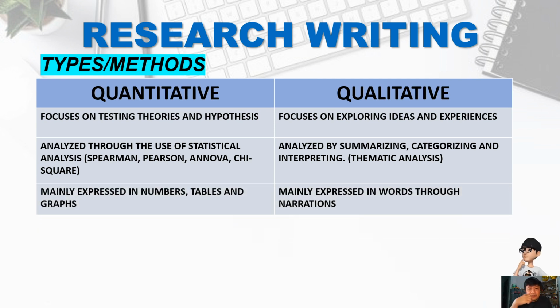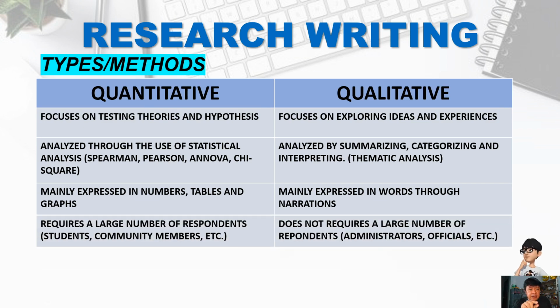Okay? And then another difference between the two, under quantitative, this is mainly expressed in numbers, tables, and graphs because it uses statistical analysis and numerical data. Under qualitative, this is mainly expressed in words, narratives, through narrations, because these are descriptions of what you have observed, what you have heard, what you have gathered through interview or focus group discussion. And then the next one, under quantitative, this requires a large number of respondents, usually groups: one group, single group, two groups, or more than two groups. On the other hand, qualitative does not require as large a number as quantitative, usually administrators, officials, and so on.